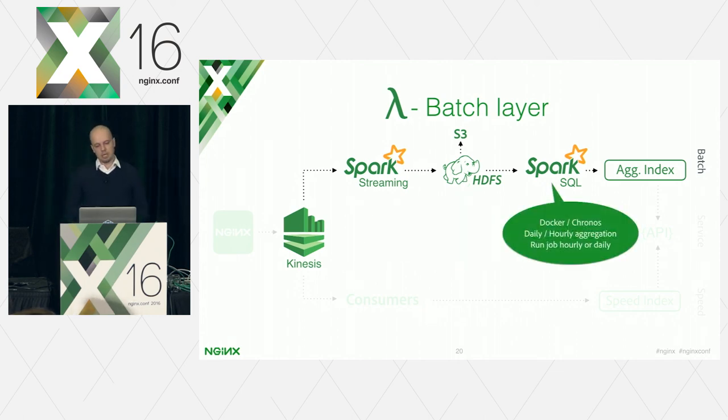Then we run another application, which is our Spark SQL. That is, again, a Docker container, but we don't run it in Marathon. We run it in Kronos. That is just an application that starts at different intervals of time. That application does nothing else but aggregation at the moment. So all the records that we have are going to be aggregated hourly, daily, monthly. That configuration has to be application specific, but you can do aggregation, and then everything that has been generated from there is stored again into Elasticsearch.